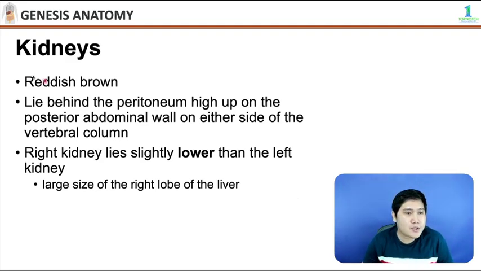Okay, now, let's go to your kidneys. Your kidneys are reddish brown grossly, and retroperitoneal in location. The right kidney is slightly lower than the left. Why? Because of the right lobe of the liver. The right is slightly lower because of the liver.